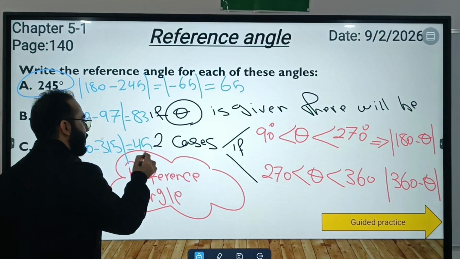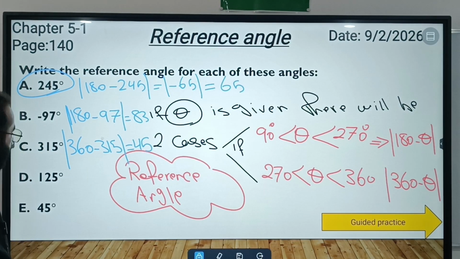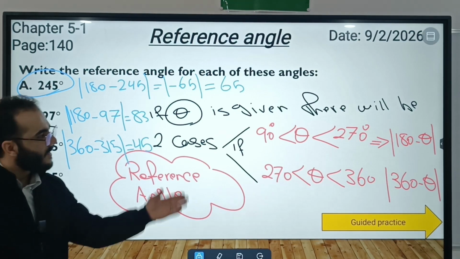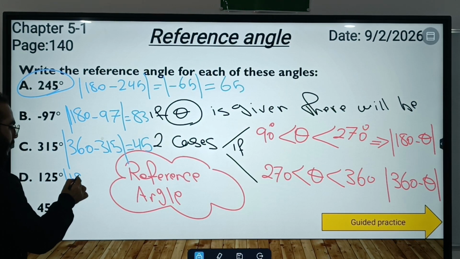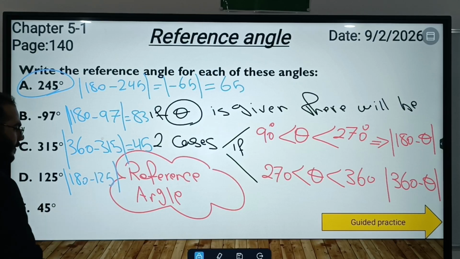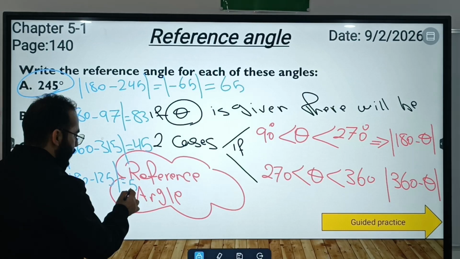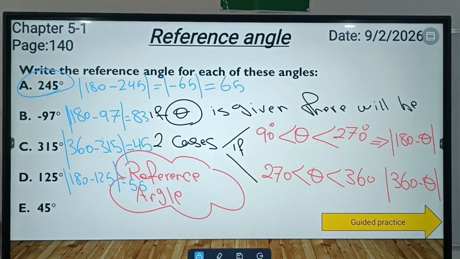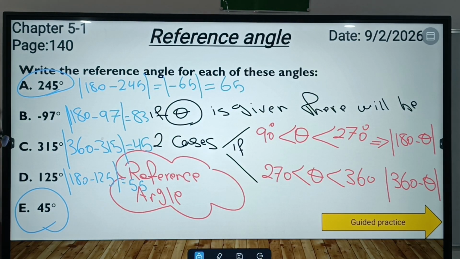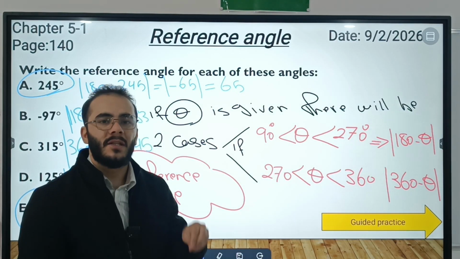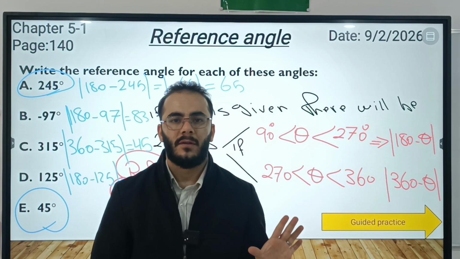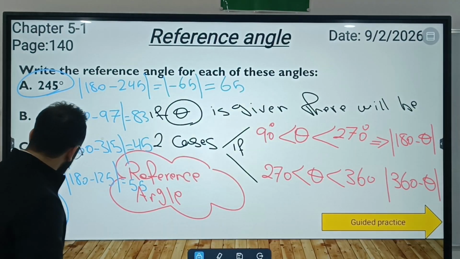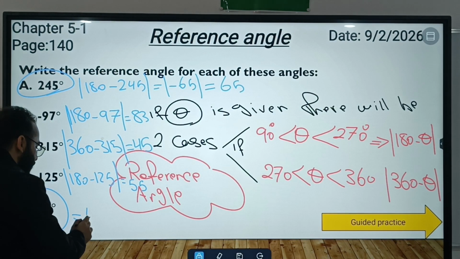45. Acute and positive. The last one, 125, is for the first case. So the absolute value of 180 minus 125, which is 55. So it's equal to 55. And the last one is another tricky example. If the angle was less than 90, it's going to become the reference angle itself. So the reference angle for this 45 equals itself.